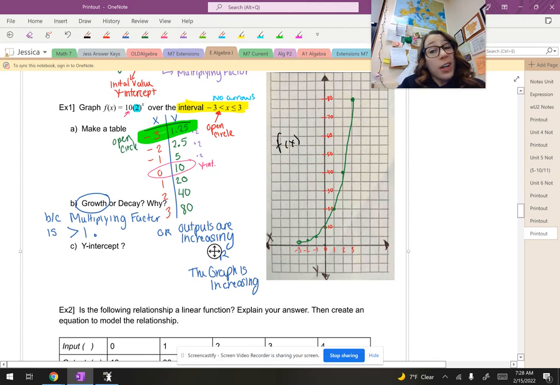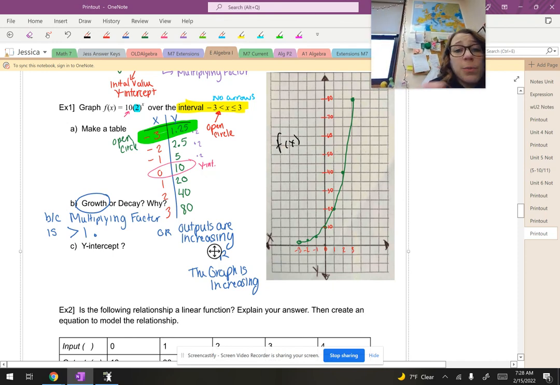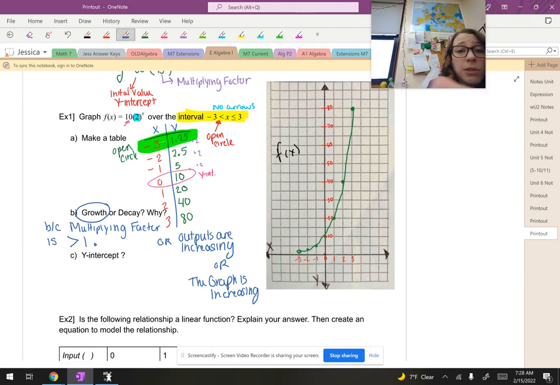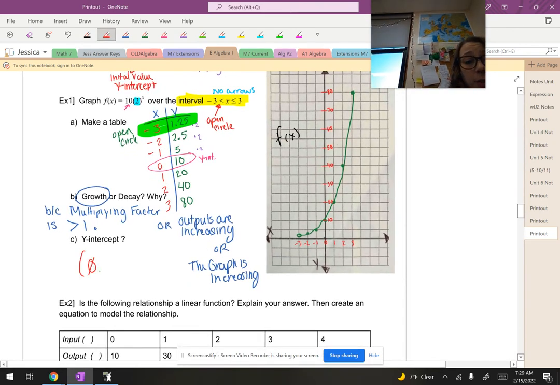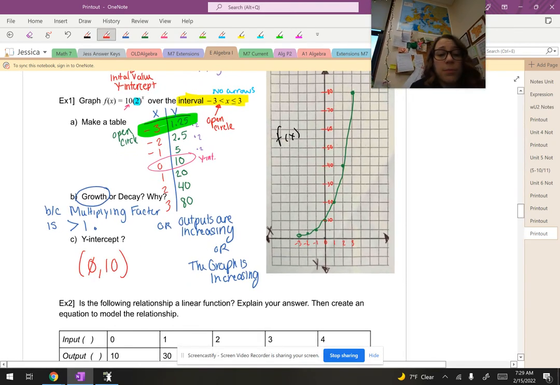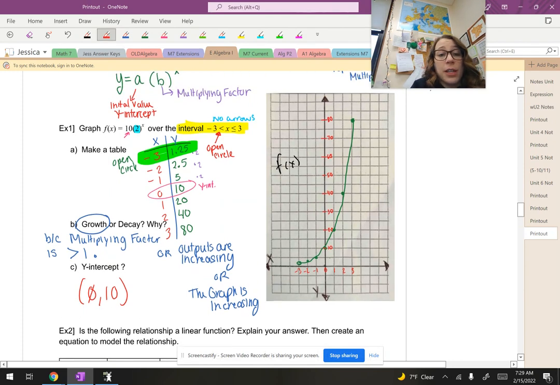You don't want to be talking about the equation having a multiplying factor if you don't have the equation. And last but not least, that y-intercept that it's asking me for, which we have already identified multiple times in this problem, that 0, 10. It comes from that a value right here, or that table value that we talked about, or you can find it right in the graph too.